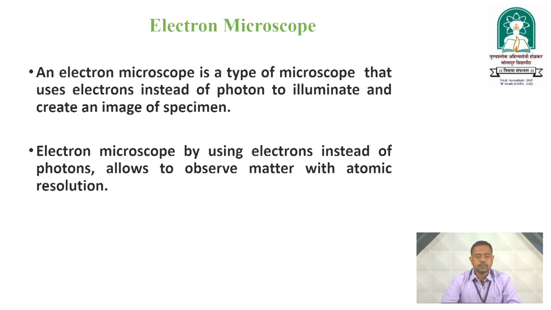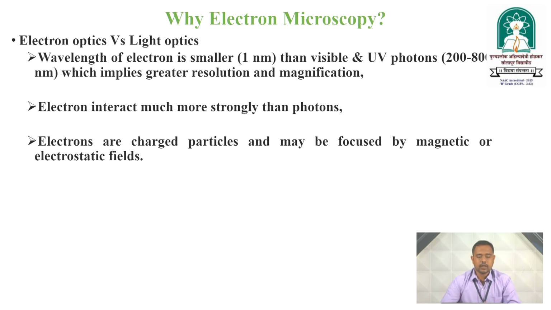An electron microscope is a type of microscope that uses electrons instead of photons to illuminate and create an image of the specimen. By using electrons instead of photons, the electron microscope allows us to observe matter with atomic resolution. That is why we are preferring the electron microscope.